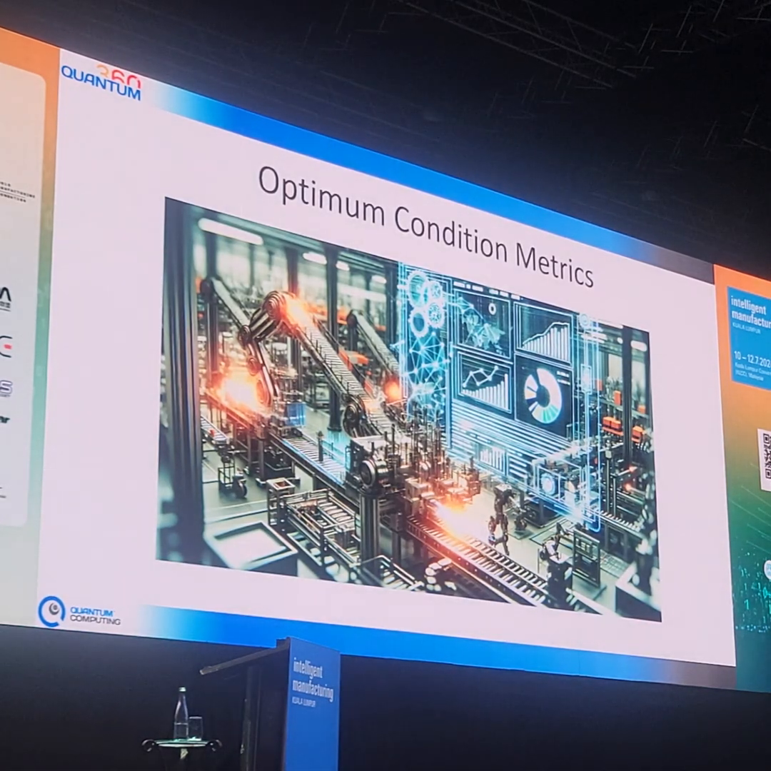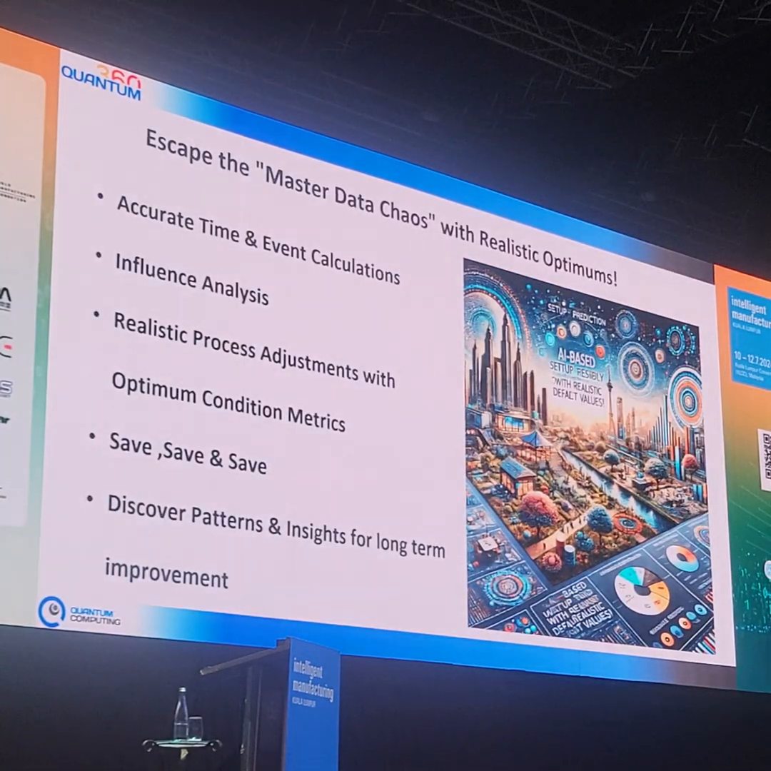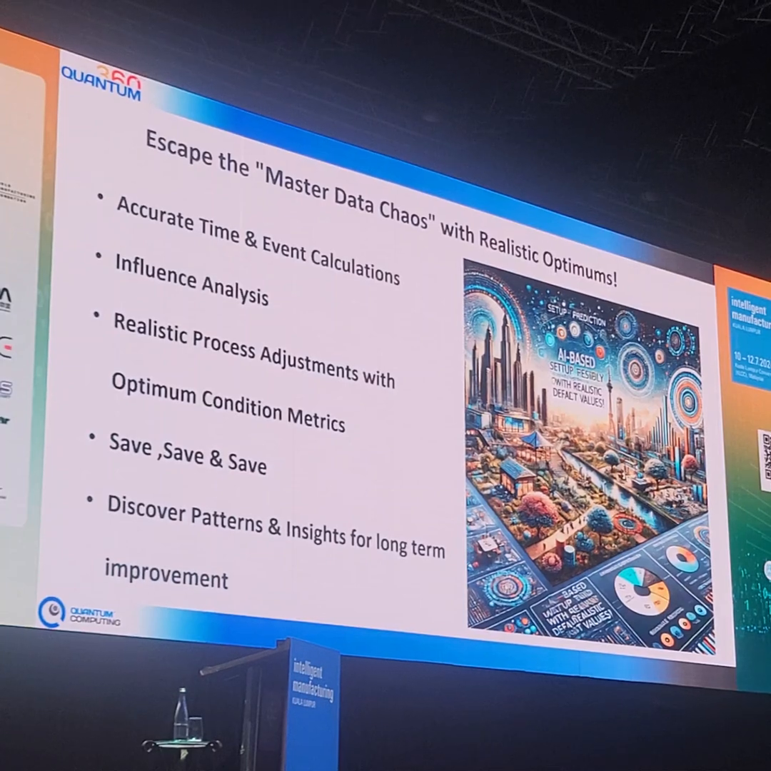The solution, first of all, you need an optimum condition matrix to say whether you are on the right track or the wrong track. Okay. So this is important that you get there. Now I call this the master data chaos. Master data chaos is you have too much data, thousands, millions of data points inside your server or inside some cloud, but you don't know what to do. You don't even know where to look.